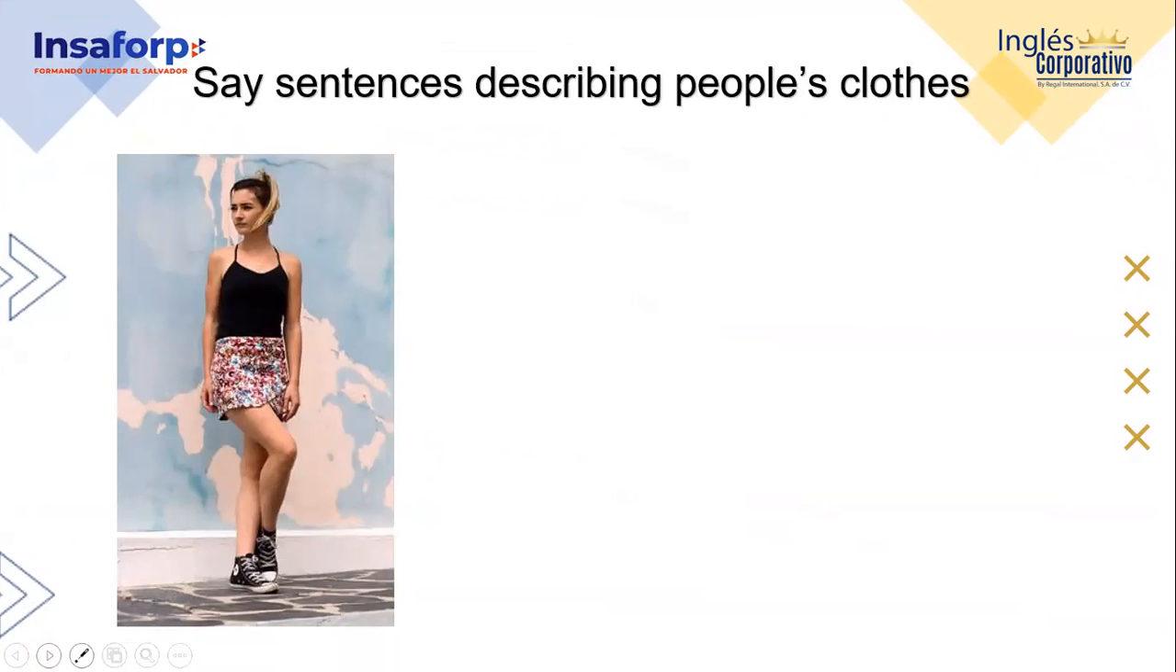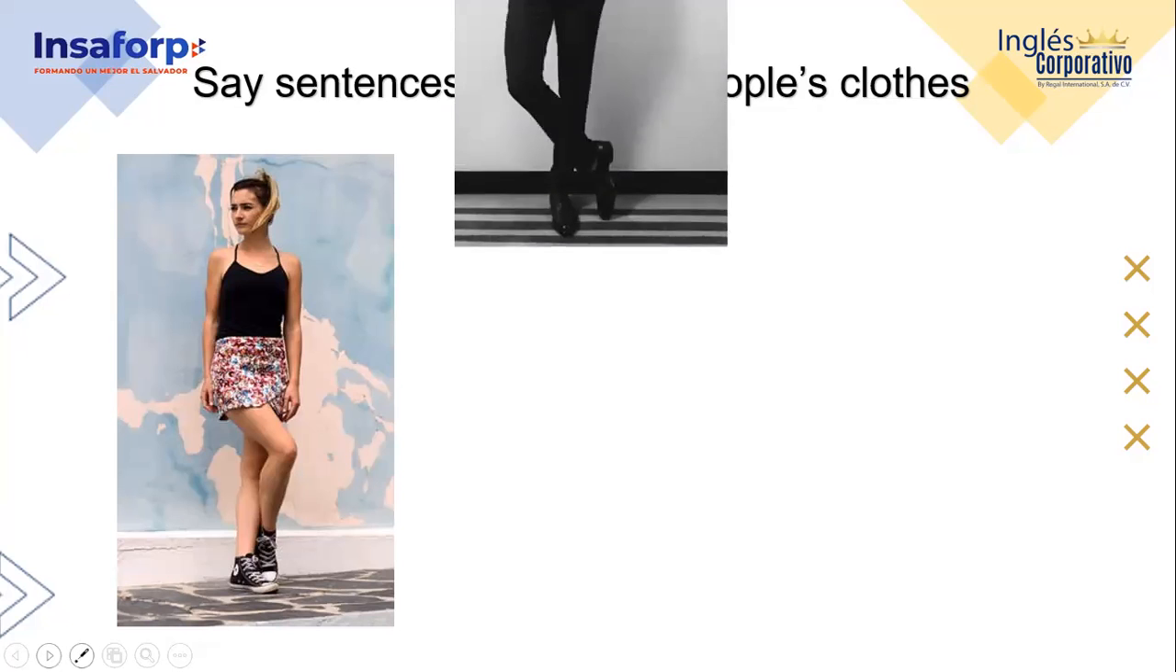Look at the first one. What is she wearing? She's wearing a black blouse. Another sentence. She's wearing a black blouse. Top, creo que se llama ese tipo de blusa. Top. She's wearing a black top. She's wearing a black print skirt. Okay, she's wearing a flowery skirt and she's wearing, ¿de qué color son los sneakers? Black and white sneakers.